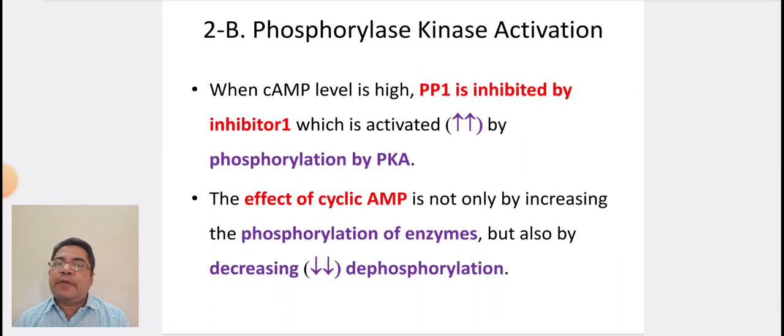When cyclic AMP level is high, protein phosphatase 1 is inhibited by inhibitor 1, which is activated by phosphorylation by protein kinase A. The effect of cyclic AMP is not only by increasing the phosphorylation of enzymes but also by decreasing dephosphorylation.